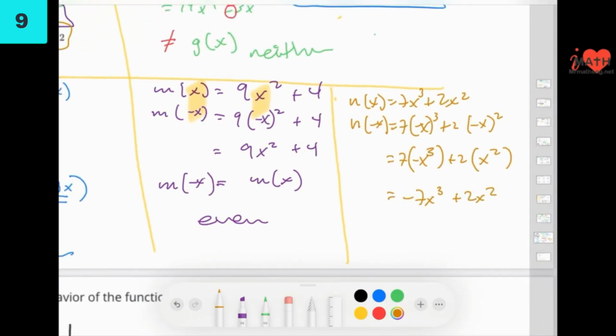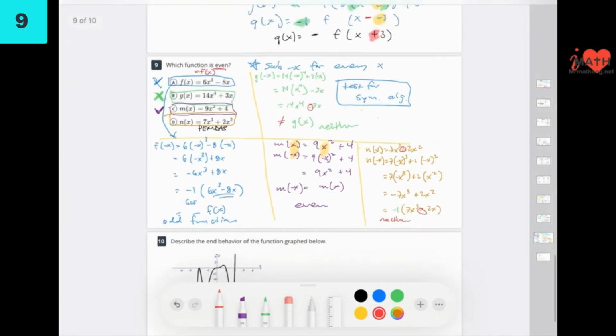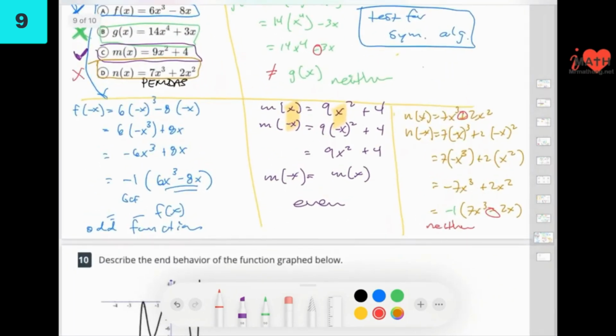Now, if you factor out the negative 1, you're going to get 7x cubed minus 2x. It's not equal to the original, and it's not equal to the opposite of the original, because this one has a negative sign there. So this one is an either. So the only correct answer we have is C.